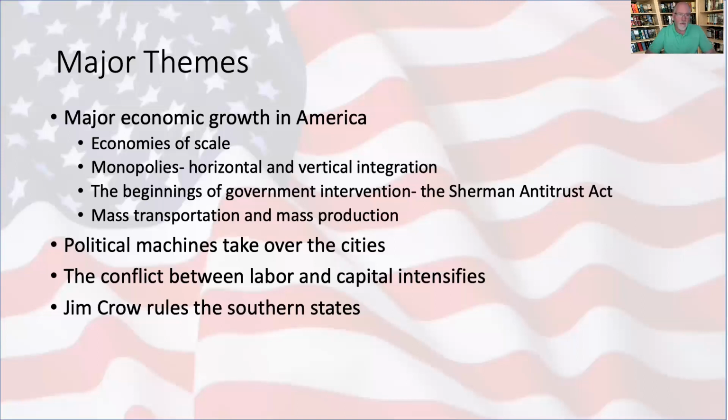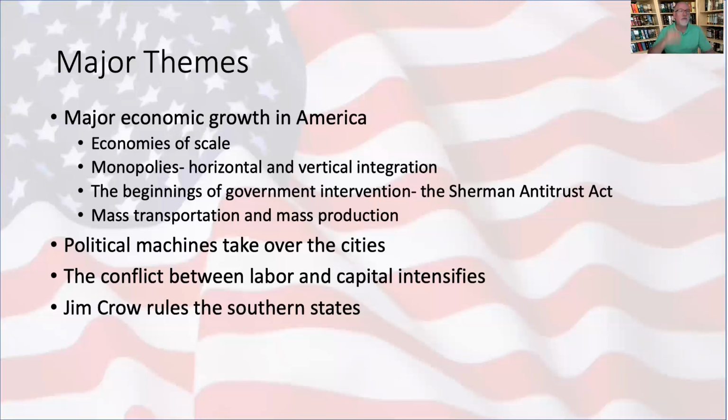However, now, of course, you have the beginnings of government intervention, starting off with the Sherman Antitrust Act. Clearly, a monopoly is not necessarily good for consumers, because if I'm the only guy selling oil, I can sell it for whatever I want, and you've got to pay it, right?